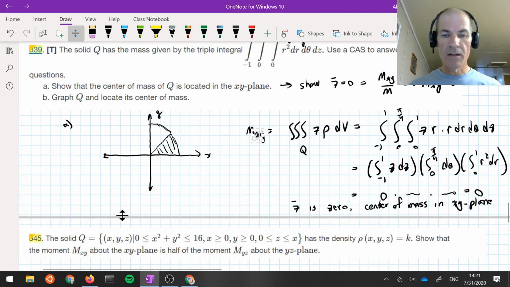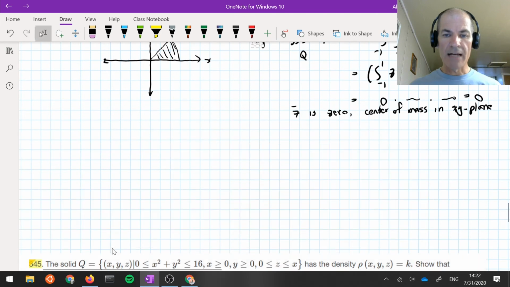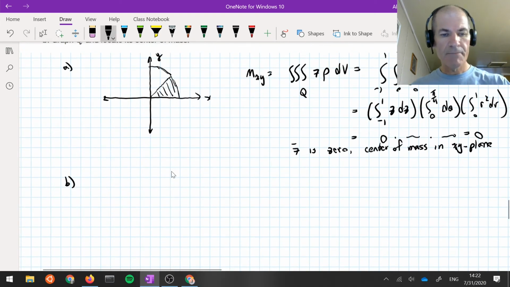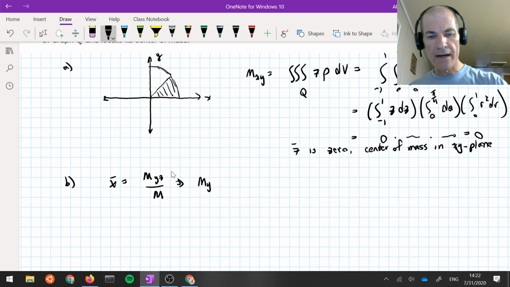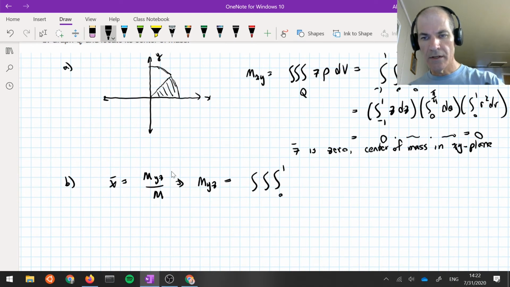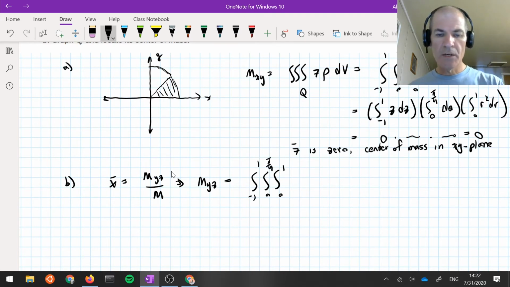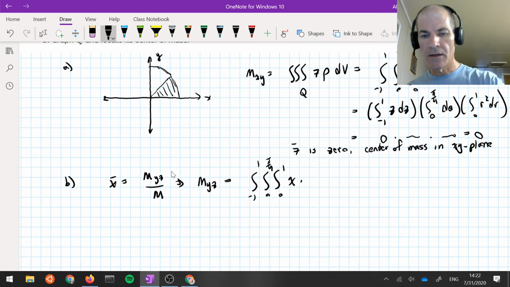So here we have to do all of the work associated with finding the center of mass for a three-dimensional body. So let's talk about that. We need to find x bar, which is m_yz over m. That means we need to find m_yz, which is going to be the triple integral, same triple integral here, 0 to 1, 0 to pi over 4, and minus 1 to 1. But here we're doing the moment about the yz plane, so there's going to be an extra factor of x in there, and then r squared dr d theta dz.